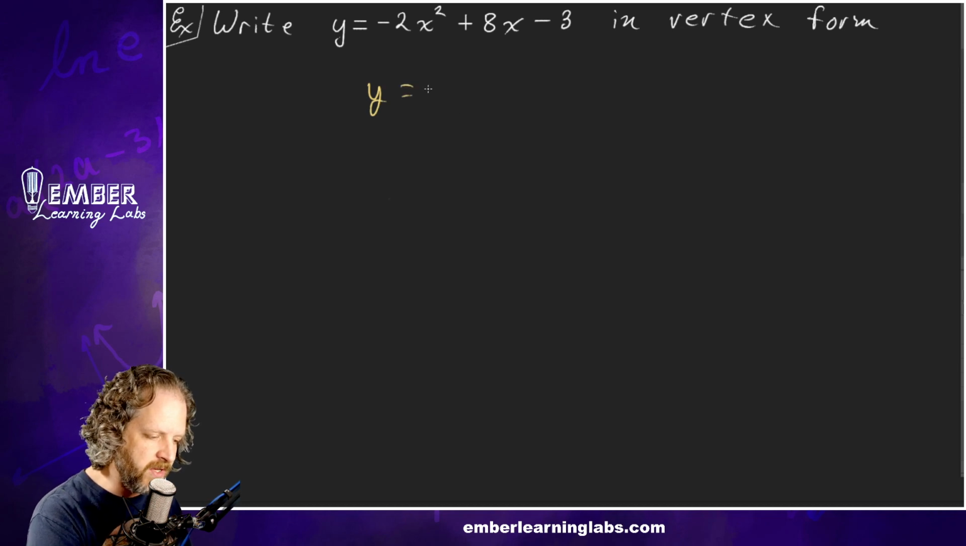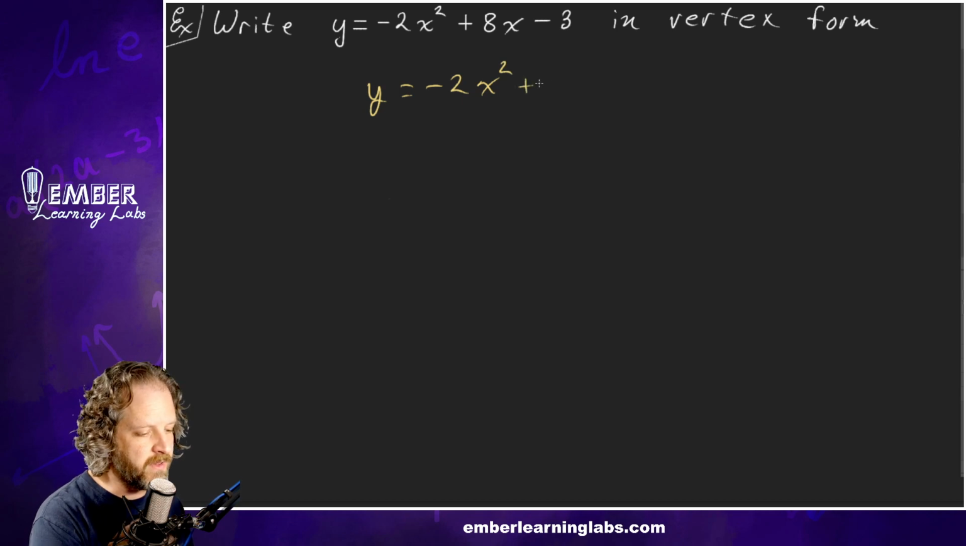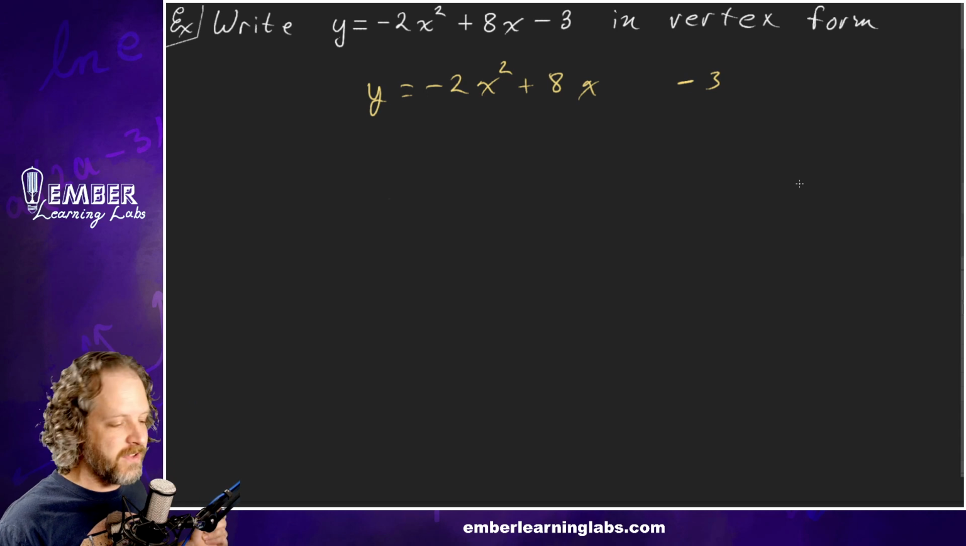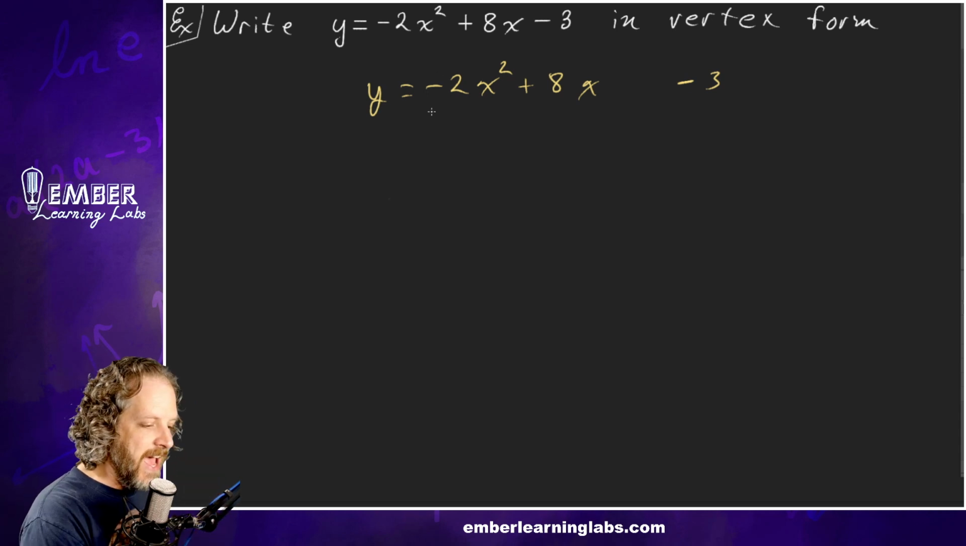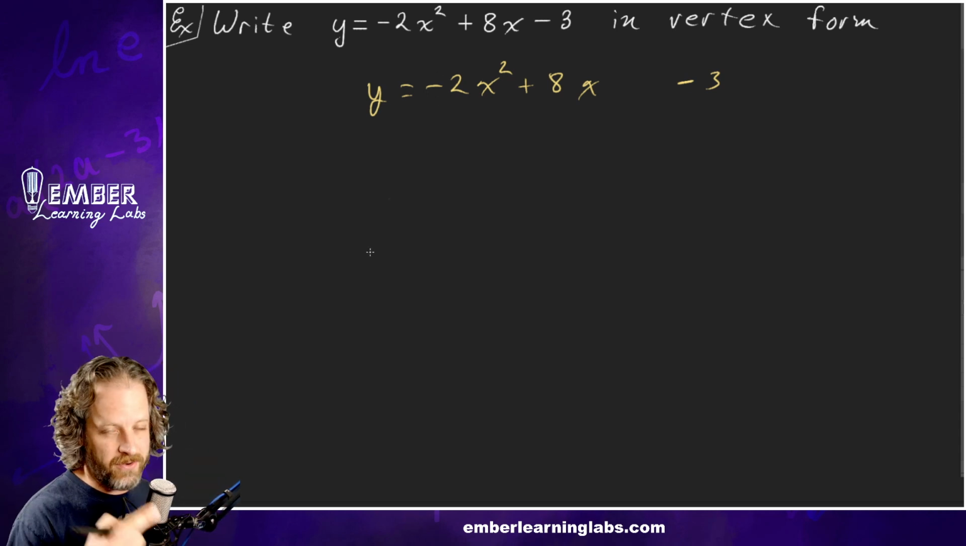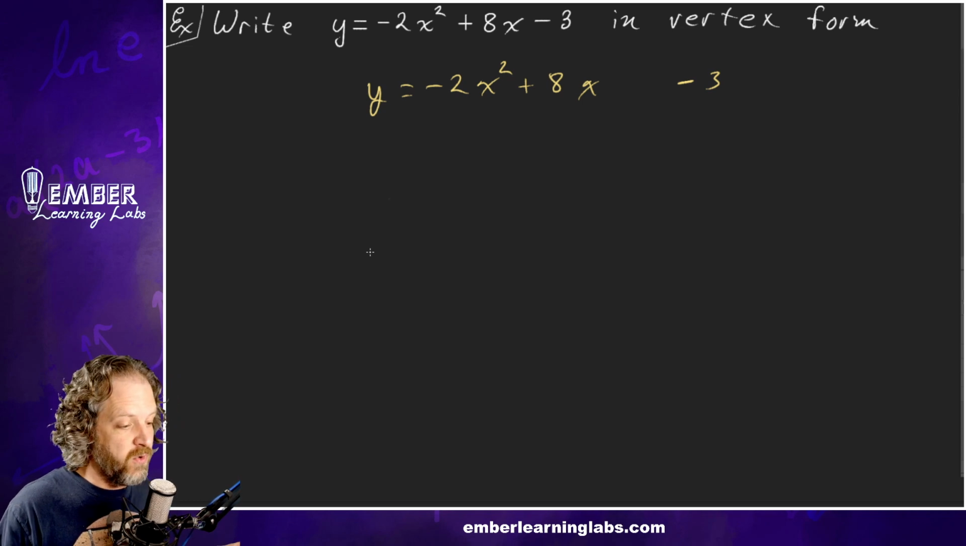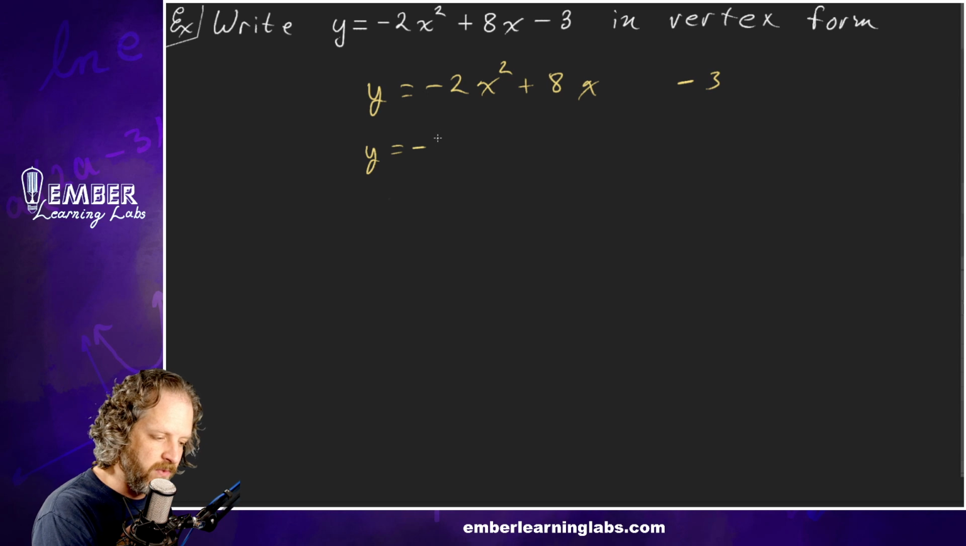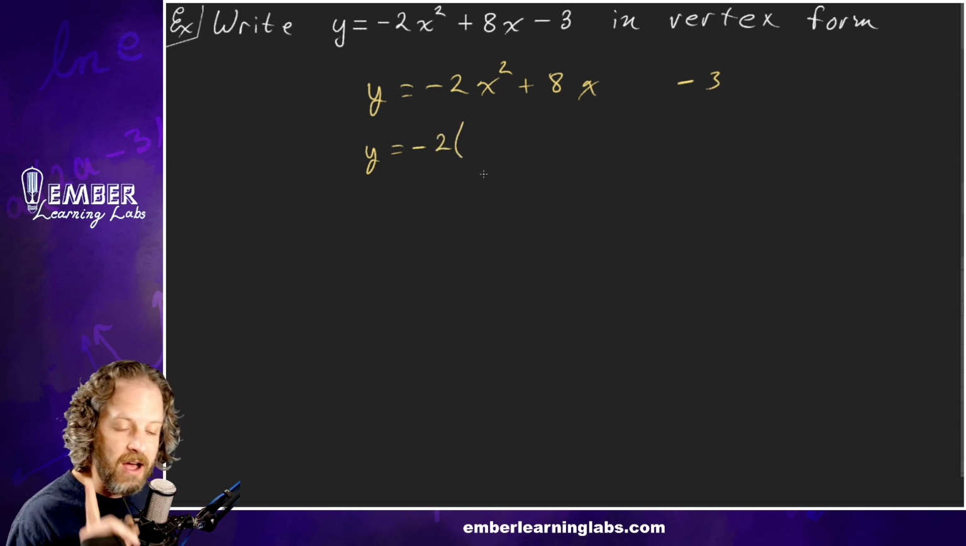Y equals negative 2x squared plus 8x, and then we bring over and do minus 3. Now, this time, we can't go straight to finding the b part, because in order to do that, A has got to be 1 for completing the square. So we've got to get rid of this. What we're going to do is factor out an A. So we're going to write this as y equals negative 2, and then we're going to factor. Now, this is important.